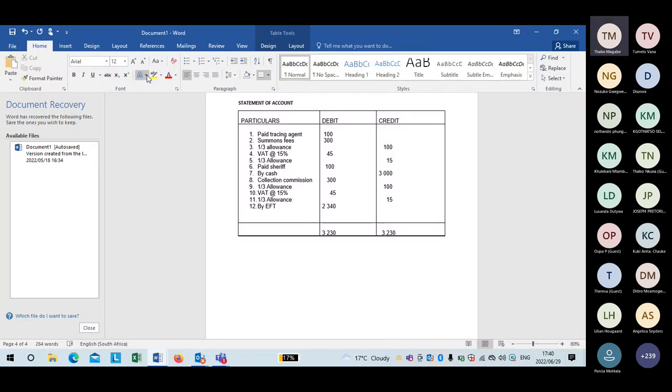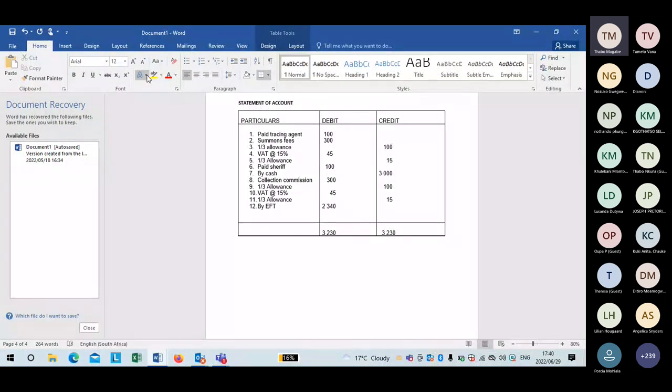In such a situation, they will say to you, enter the contents of the statement into your books of account. What they actually want you to do here is to show them how you arrived at this statement of account. And what do you do in answering? You simply go back and you deal with the contents as they appear on the statement.